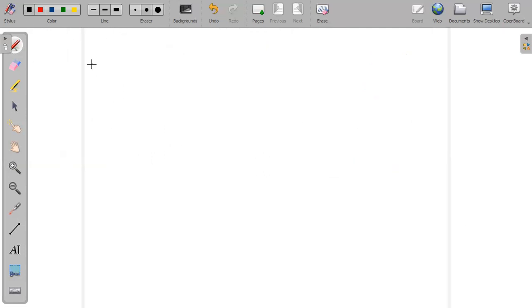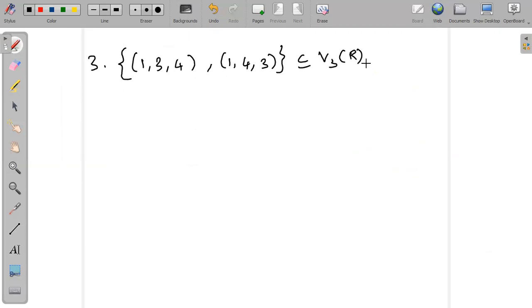Now you can see the third problem, which is 1, 3, 4 and 1, 4, 3, a subset of R3, a vector space over R. This set of vectors we can't do by the determinant method, because here there are only two vectors, which are a subset of R3. So it is not sufficient for the determinant method, so you have to use the rank method.